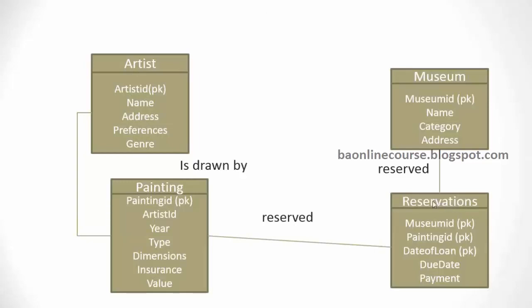Similarly, when you're loaning a painting or reserving a painting, you'll capture the museum ID, then the painting ID, the date of loaning, then the due date, what is the payment that you're receiving. All that would be covered as part of your node.